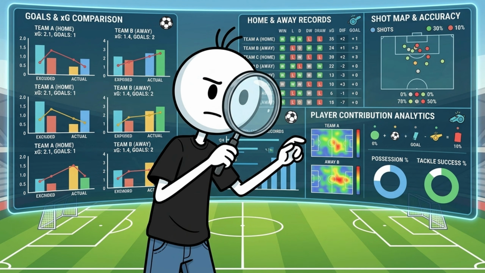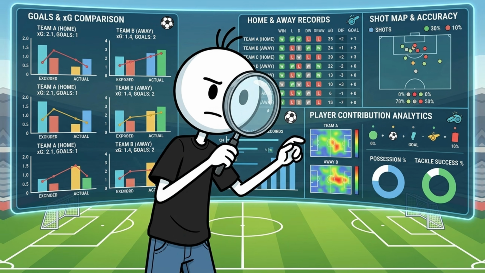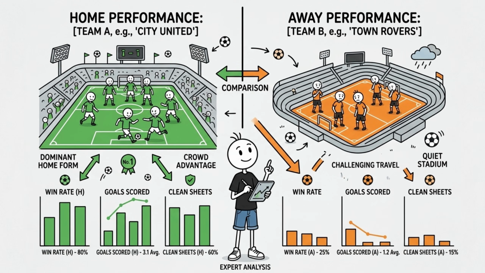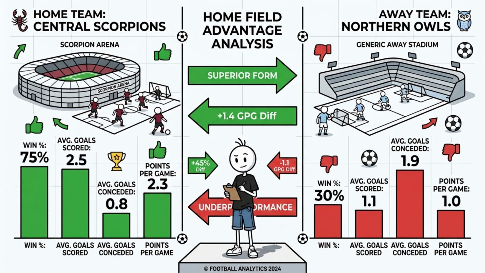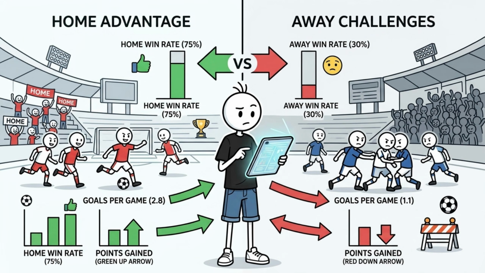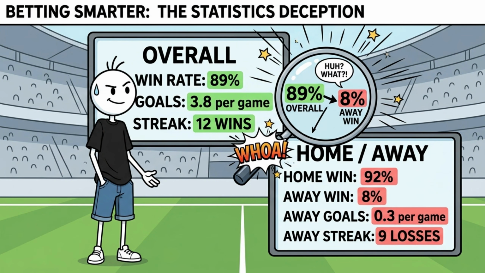And that brings us to one of the most important filters. Home versus away. Imagine Team A scores an average of 2.4 goals per match. Sounds fantastic. But here's the catch. At home, only 1.6 goals. Now look at Team B. They average 2.3 goals overall. But away from home, only 1.1. Suddenly, that exciting over 2.5 match doesn't look quite as exciting.